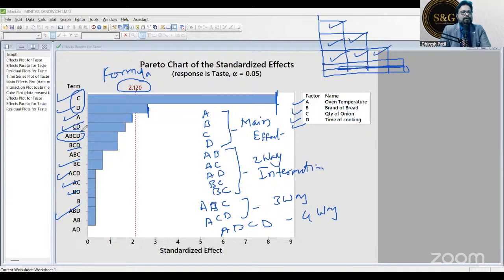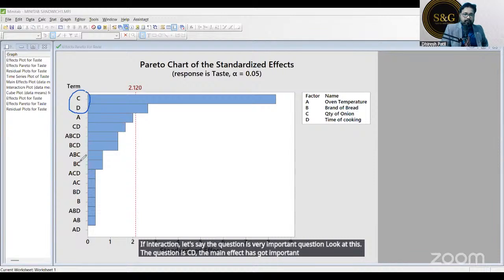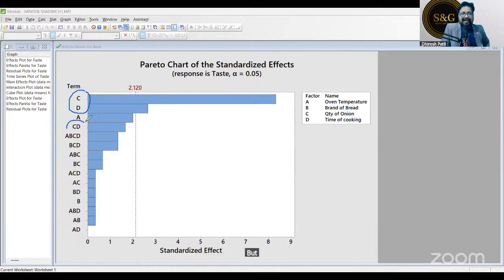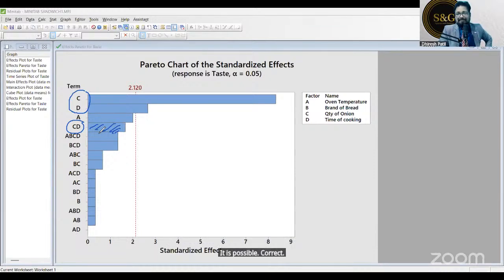Why are the combinations of the two major factors not showing more weightage? It depends. If the interaction of two factors has a significant impact, it will be shown. This is a very important question. Look at this. The main effects of C and D have an important impact, but the combination of CD does not, so this impact is not significant. What could be the reason? It is possible, right? I'll give you a classic example of this.